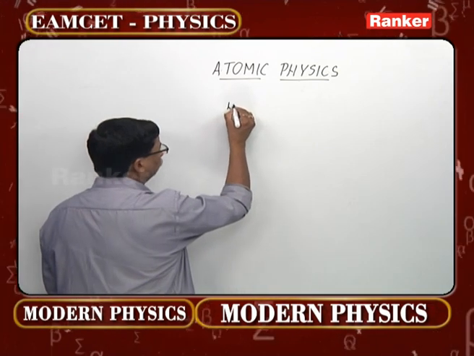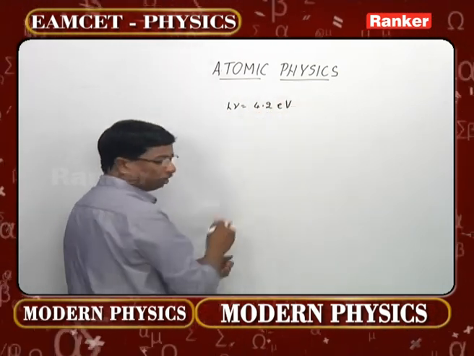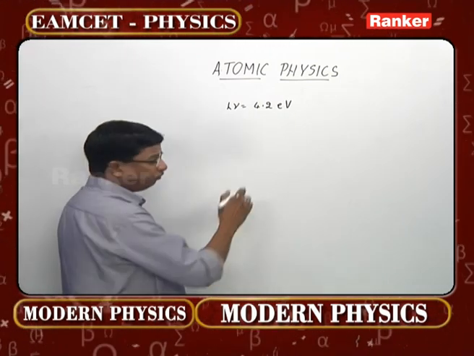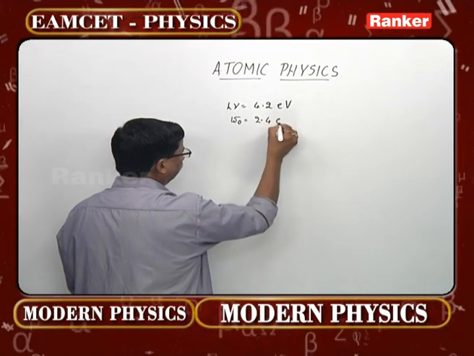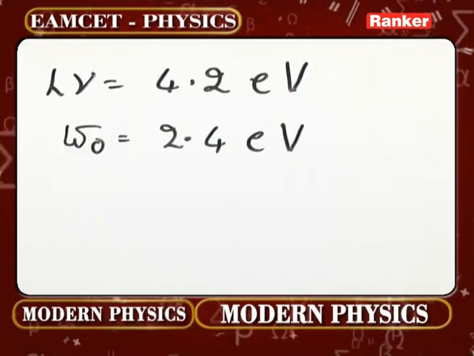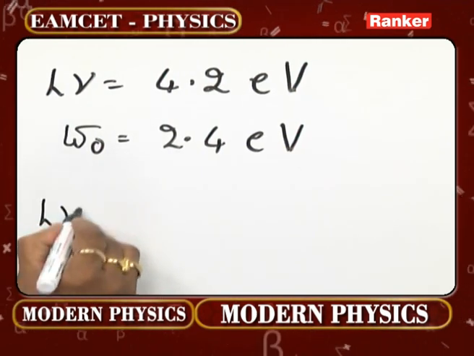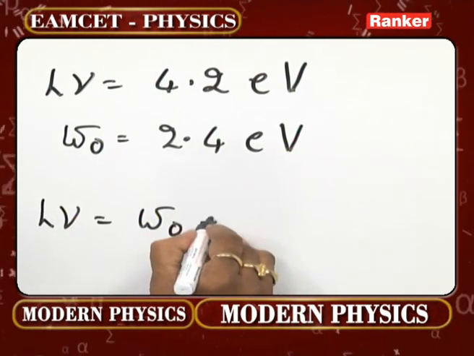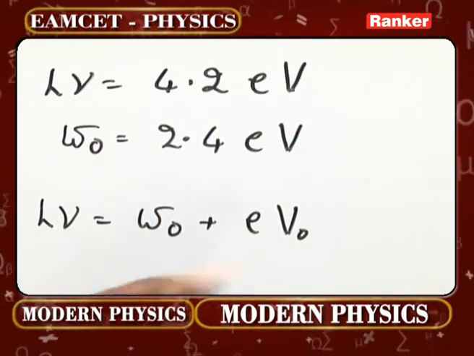So, he has given you hν value as 4.2 electron volt, and the work function he has given as 2.4 electron volt. By looking at these two, can't you just calculate using this formula, W0 plus eV0, where V0 is called the stopping potential here.